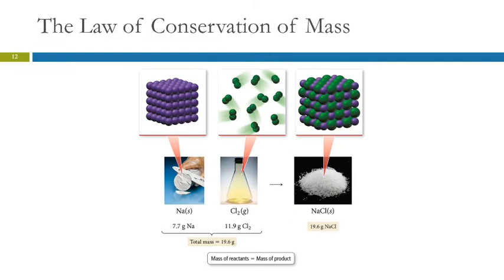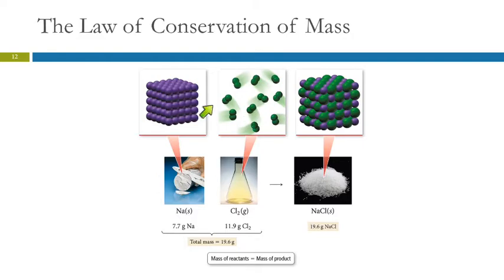Here's an illustration of it. Here we have sodium metal, which is soft enough that you can cut it with just a regular table knife. And we can illustrate it this way so that each of these purple spheres represents a sodium atom. And they're just all arranged like this, and we've got a nice crystalline solid. So let's start with 7.7 grams of sodium and mix that with 11.9 grams of chlorine gas. Chlorine gas is composed of these little molecules, each containing 2 chlorine atoms.